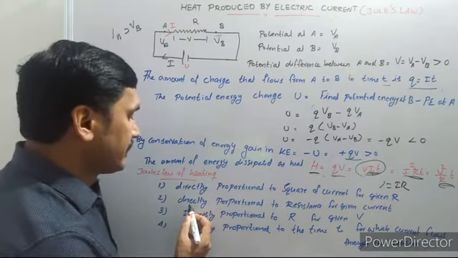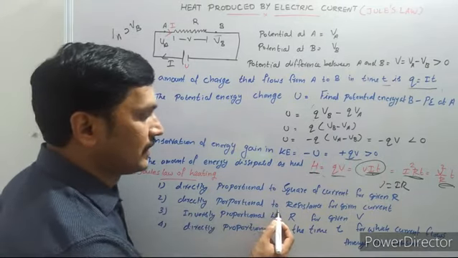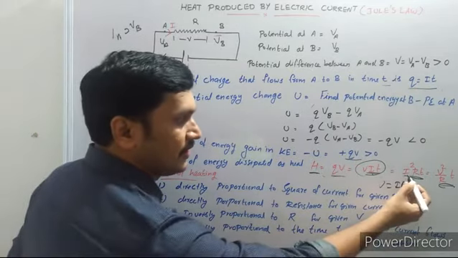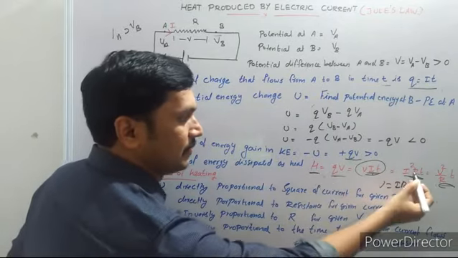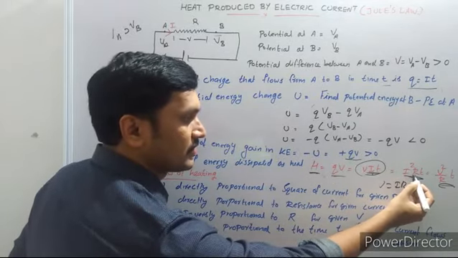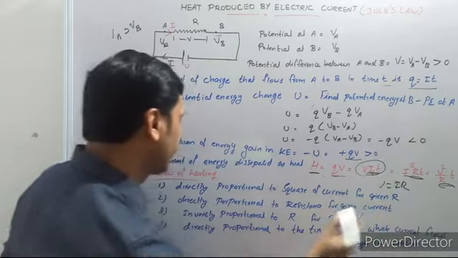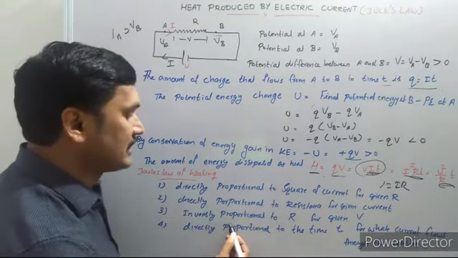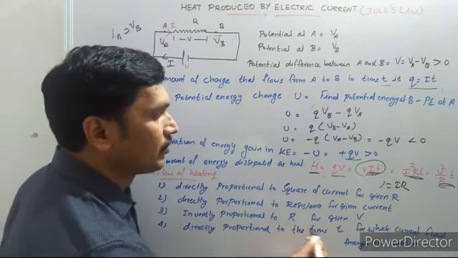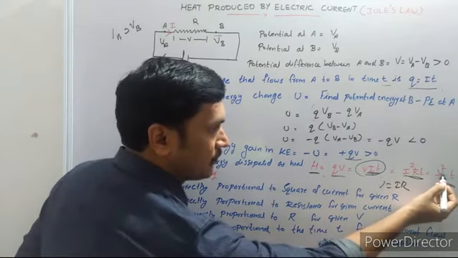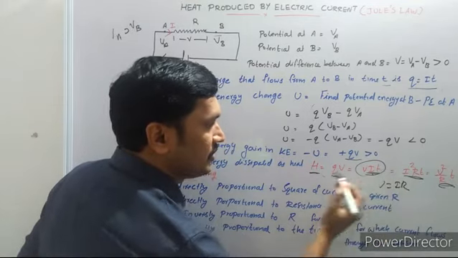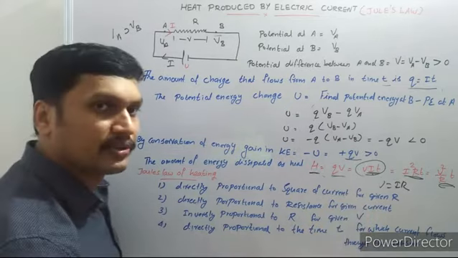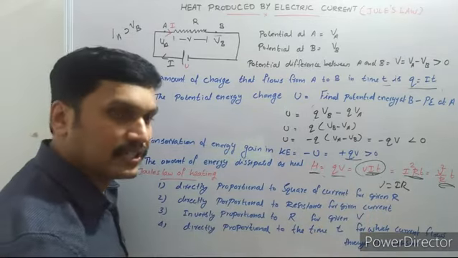Now, the heat energy is directly proportional to the resistance for a given current. You can see that if the current I is constant, the heat energy is directly proportional to the resistance. That is, H is directly proportional to R. Third, the heat energy is inversely proportional to R for a given V. That is, for a given voltage or potential difference, the heat energy is inversely proportional to the resistance. H is inversely proportional to resistance for a given voltage.